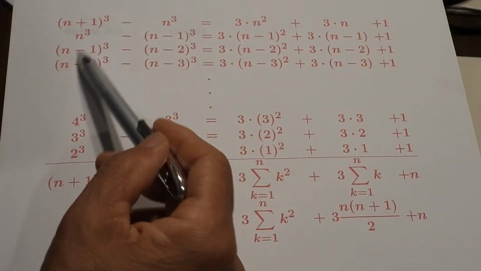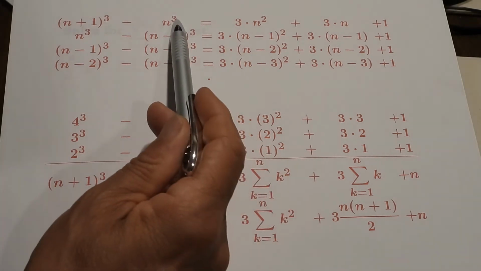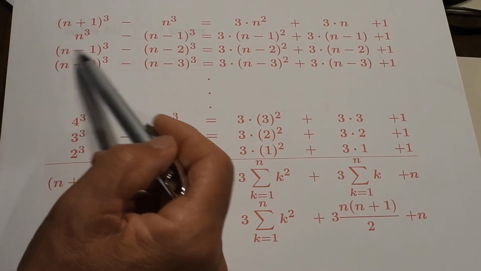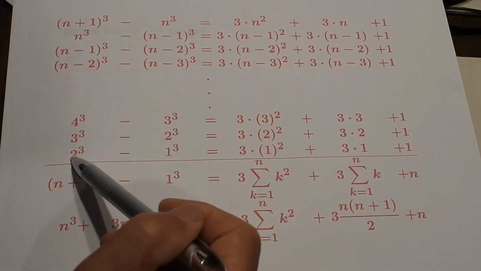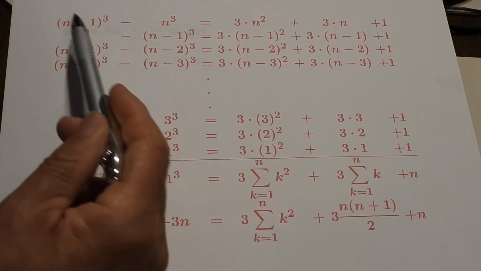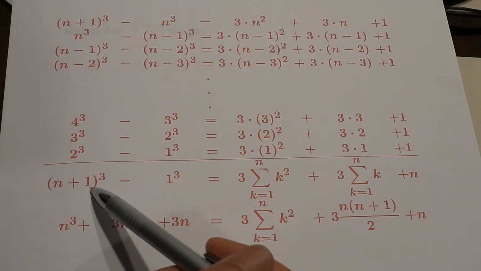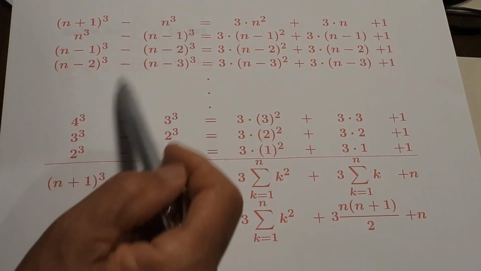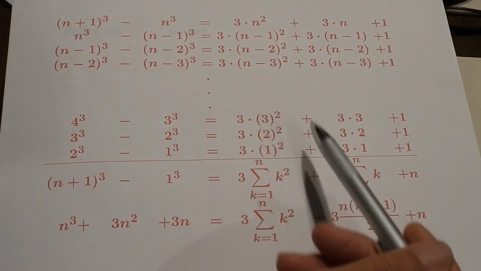So on the left side, this one and that one cancel. Exactly the same terms you can cancel. Eventually you have (n plus 1) cubed minus 1. On the left side, all of them cancel out, you have only this one. And then the right side you can see here.